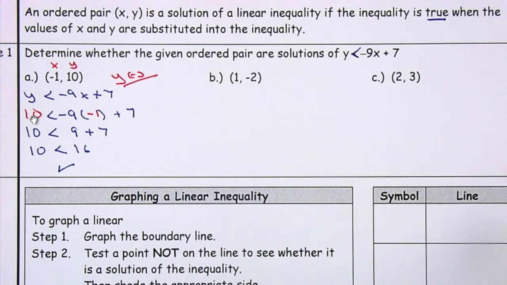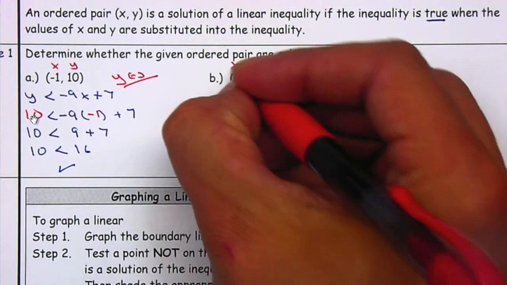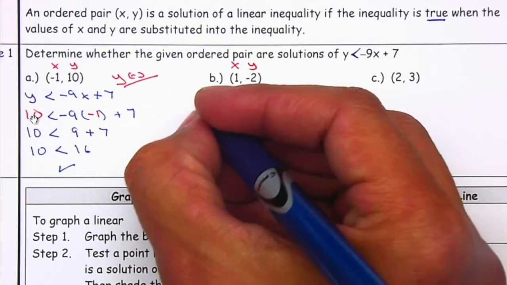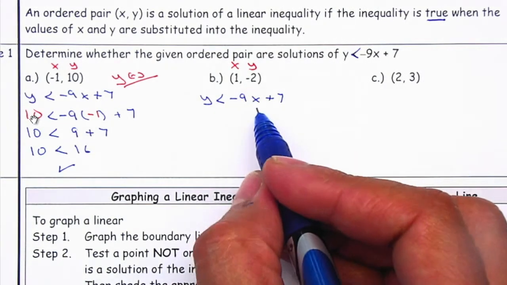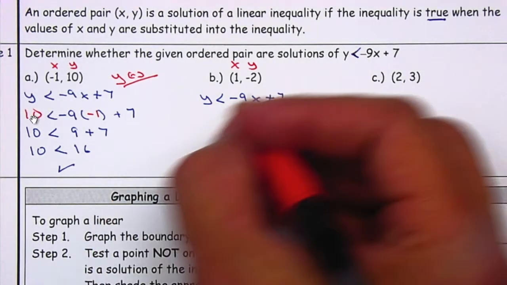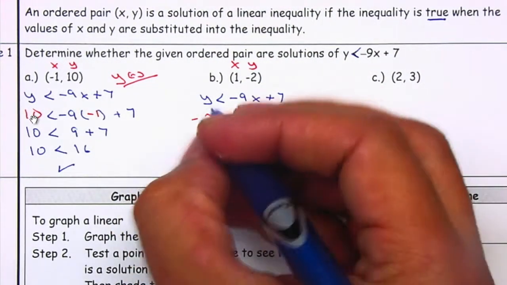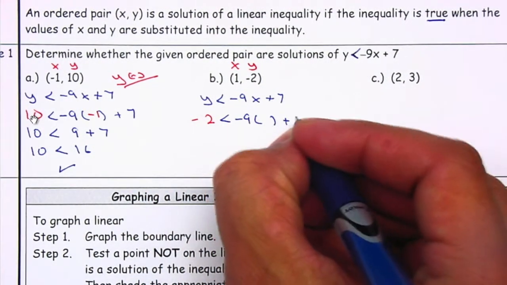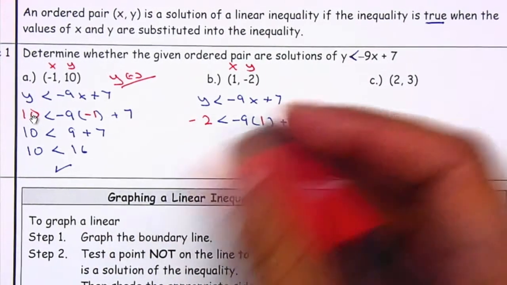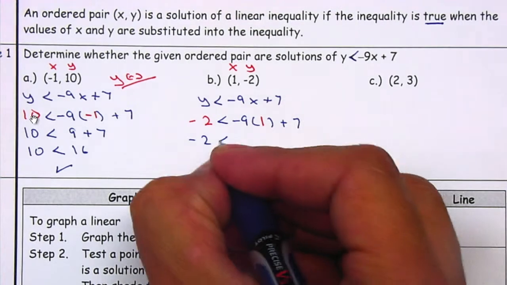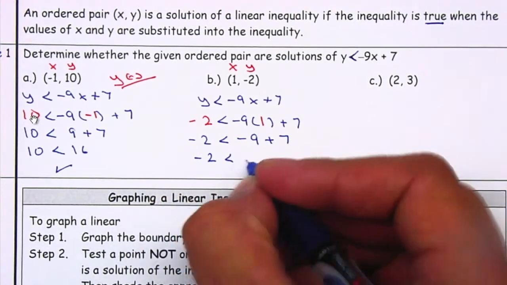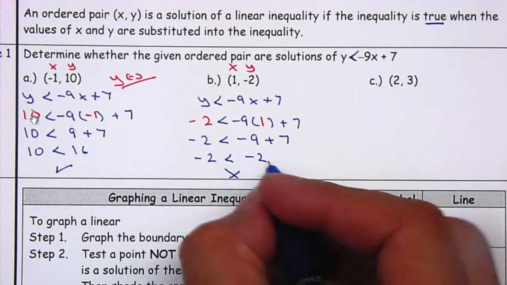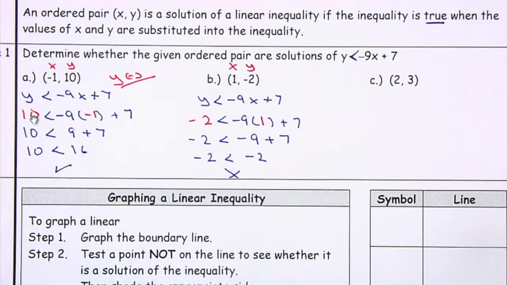For example B, we're going to plug in the values of x and y. We have y is less than negative 9x plus 7. We want to find out if this is a solution for the inequality. So we plug in the value of y to be negative 2, the value of x will be 1, and then plus 7. We simplify. Negative 2 is less than negative 9 plus 7, so negative 2 is less than negative 2. False. Negative 2 is equal to negative 2, not less than negative 2. So this is not a solution, so no.